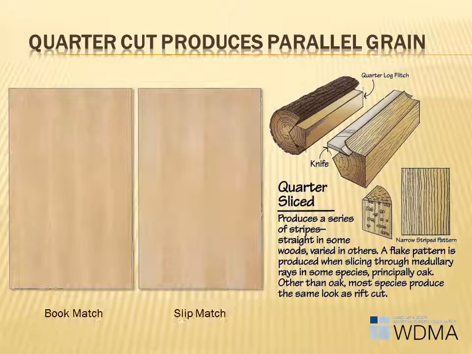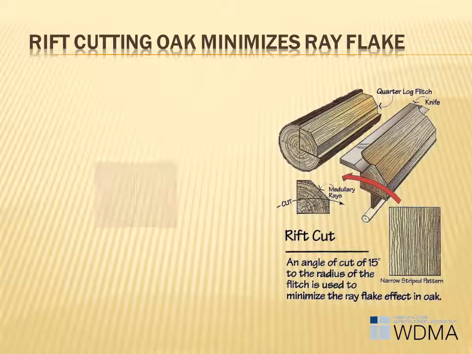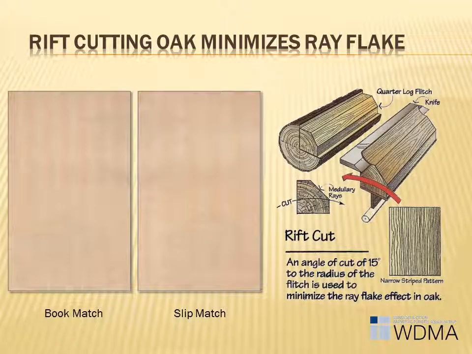Quarter cutting produces a highly parallel series of grain stripes. These stripes vary in width from species to species and from tree to tree, but in general create the most uniform appearance amongst the three most common veneer cutting methods. Rift cutting is used generally only on red and white oak to produce the narrowest straight-grained appearance with minimal ray fleck. Because rift cutting yields the least veneer per log, it is generally the most expensive slicing method.